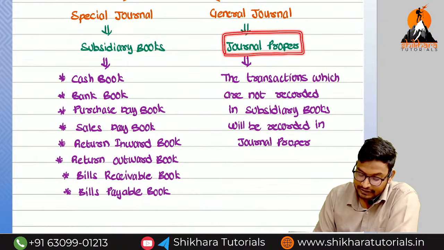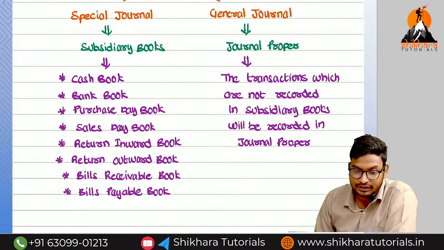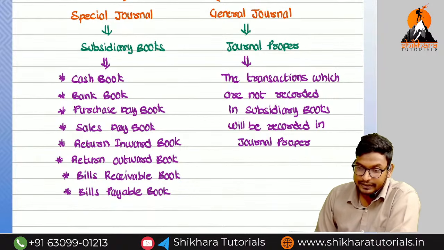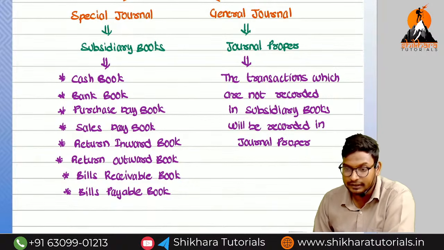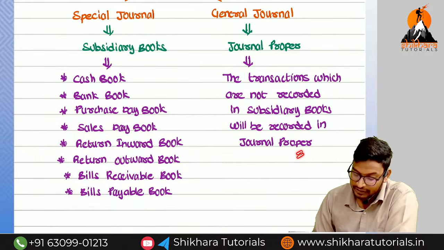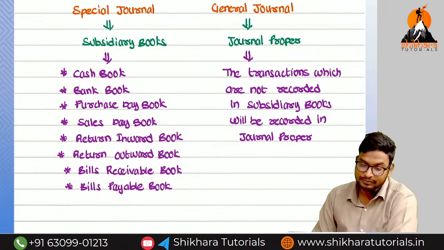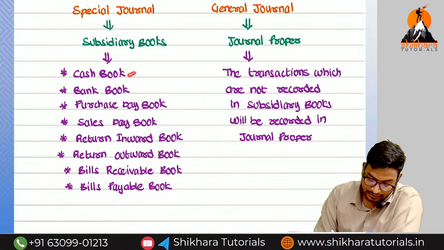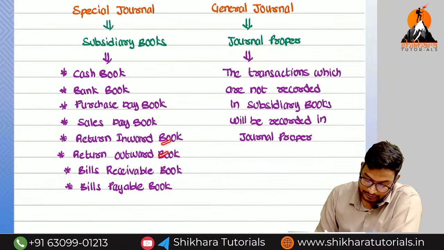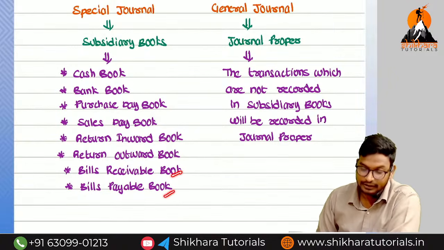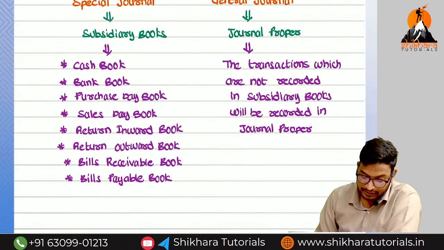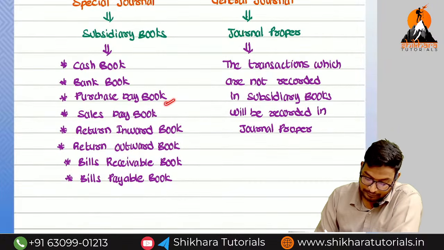This is the same as a journal format. What is the journal format? Date, particulars, LF, debit amount and credit amount. So for this we use the journal format. When coming to the subsidiary books, we have the cash book, bank book, purchase day book, sales day book, return inward, return outward, bills receivable and bills payable. Now we are going to learn only about the purchase day book, sales day book, return inward and return outward.